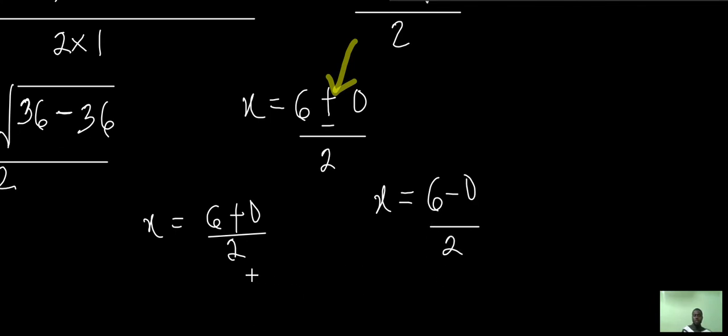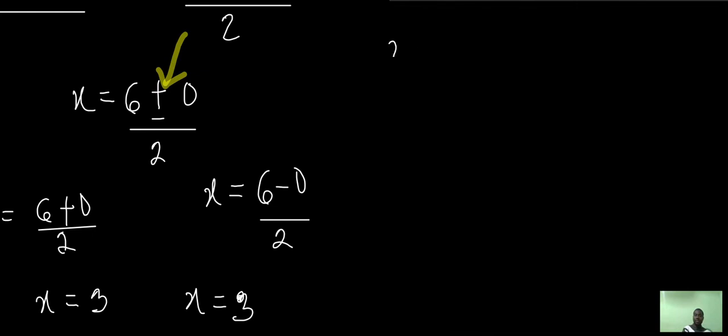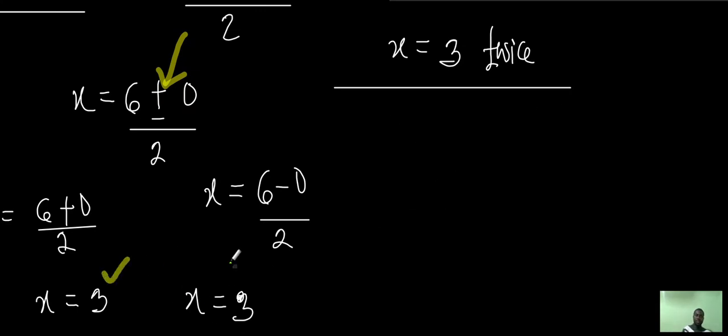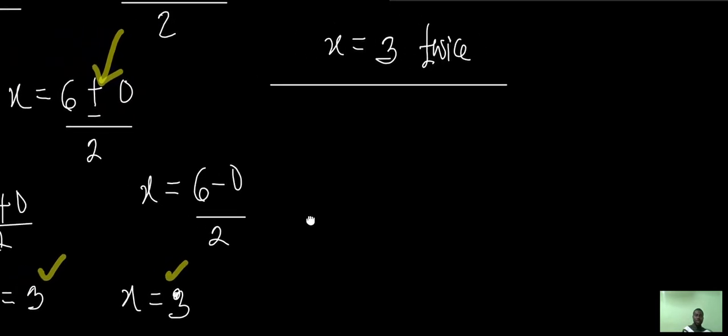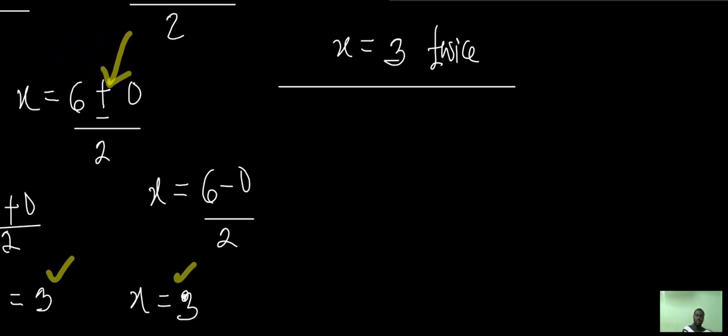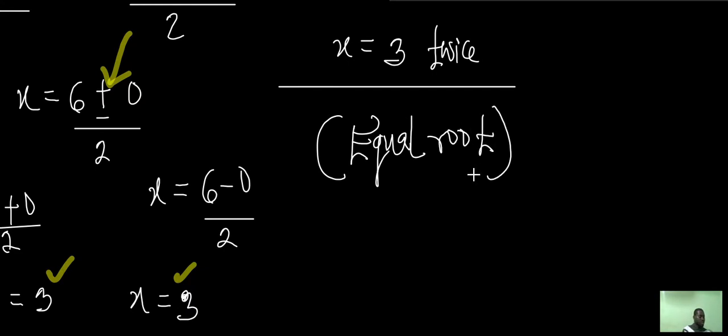So 6 plus 0 is 6, divided by 2 is 3. 6 minus 0 is still 6, divided by 2 is 3. So we can say x is 3 twice. The answers are the same, so we don't call it real and distinct roots. The answers are equal. So the nature of the root here is called equal root. So the quadratic equation x squared minus 6x plus 9 equals 0 has equal roots, basically answers that are the same.